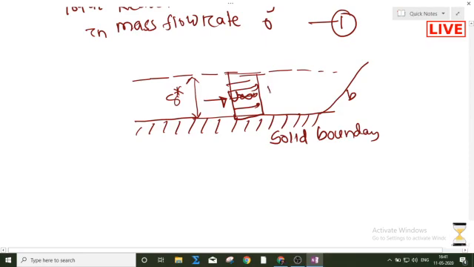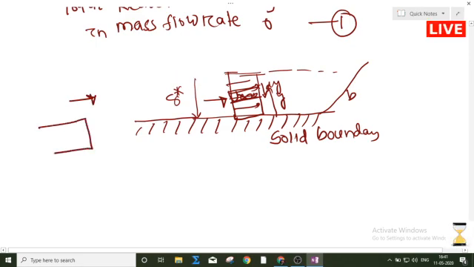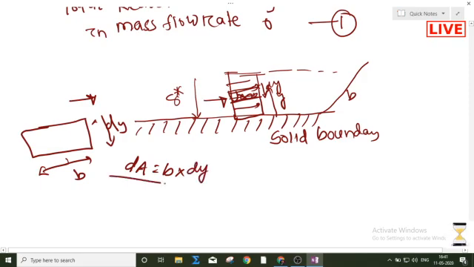Similarly, if you choose a distance y, and a small strip of thickness dy, what is the mass flow rate here? If you see from the side view, this is my b, and this is my dy. So what is this dA? This dA will be equal to b into dy.